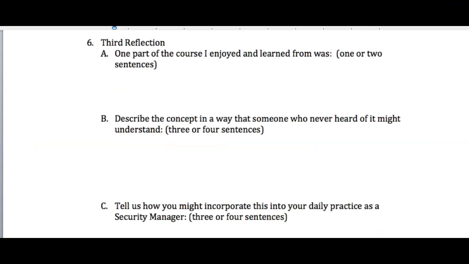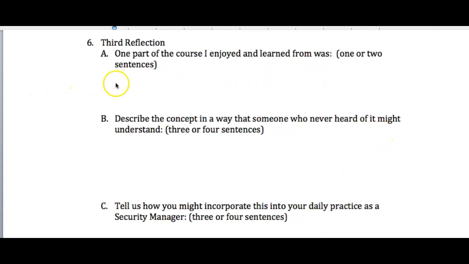So 3 things that you found interesting about the course. Your first reflection, 2nd and 3rd reflections, right? Write out another 1 or 2 sentences. Describe it to someone who's never heard of it before, what it really means, what you're talking about. And then 3 or 4 sentences about how you might apply that in your role as a security manager. So you'll do that 3 times.